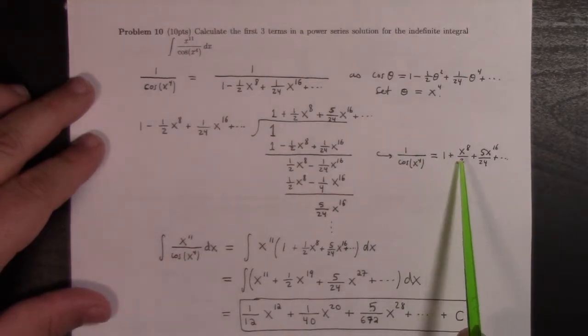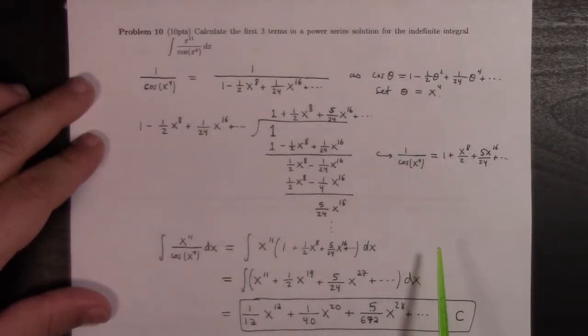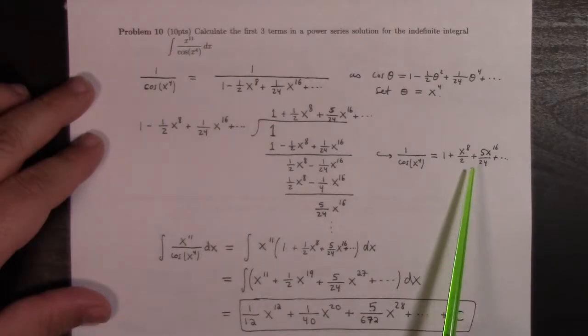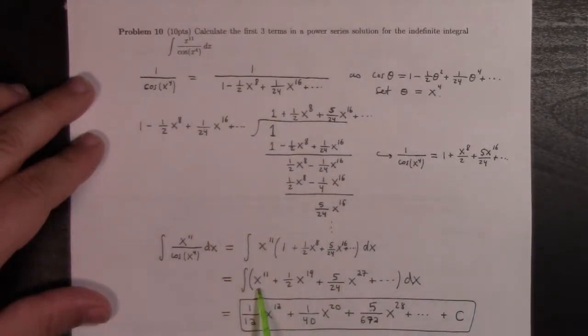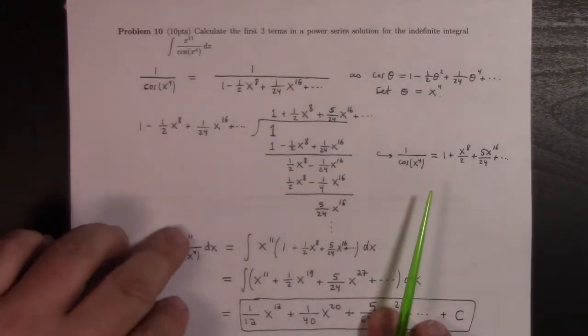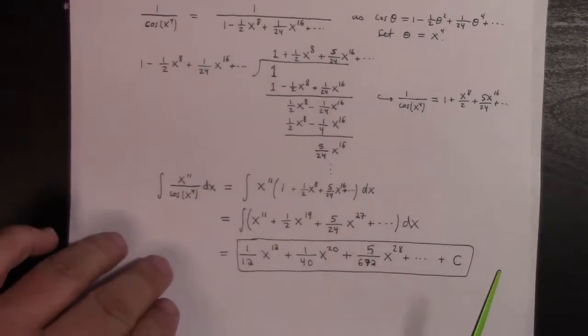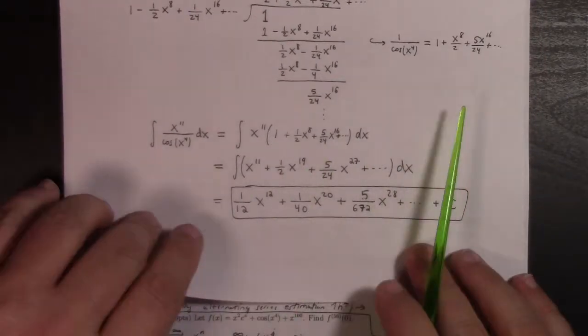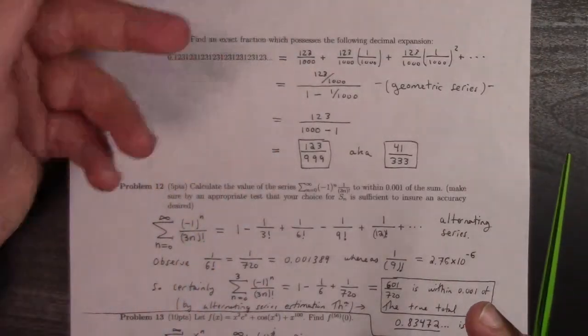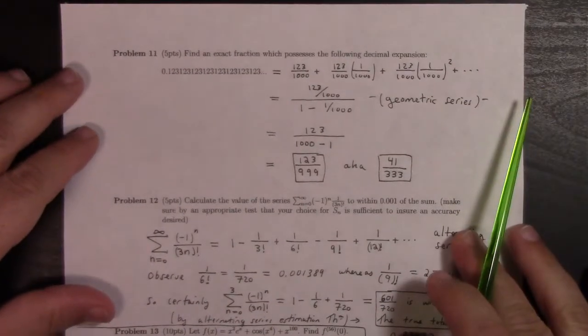1 over x to the fourth times that. So then I multiply by x to the 11th, and we got this. And so then I integrate term by term, and there you go, first three terms. This is a nice problem. I think this problem is actually quite nice. I would learn a lot about students from asking that question.